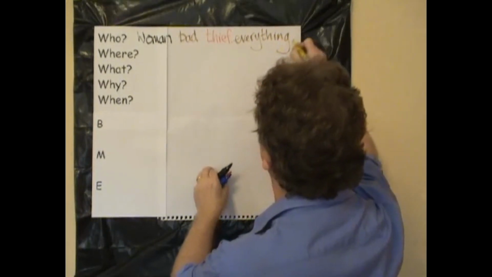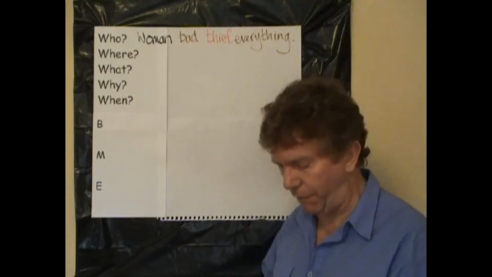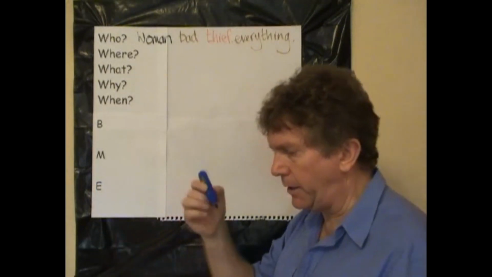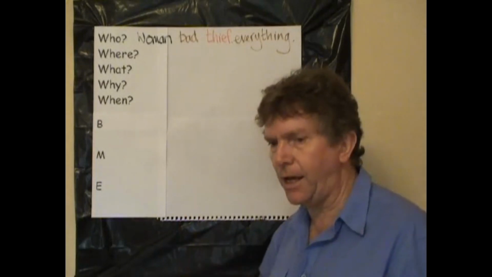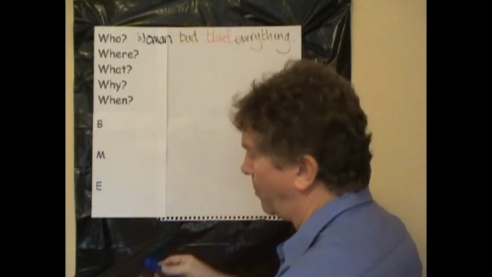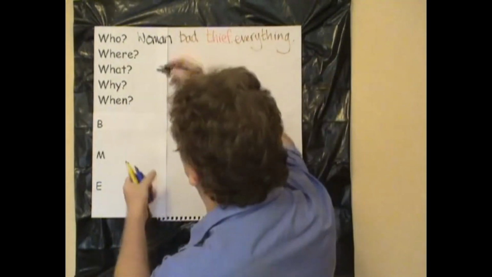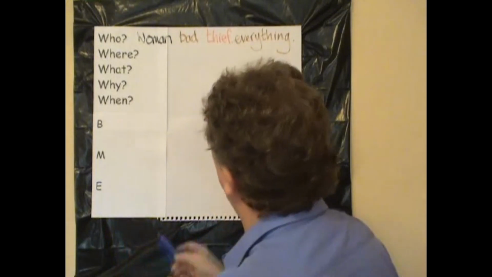So she steals everything. Anything that isn't tied down, nailed down, she will try and find. So we've had the seaside, we've had a city, we've had a village. So why don't we say that this is going to be, say like a town. So it's going to be a town. And I'll put that in a different colour.